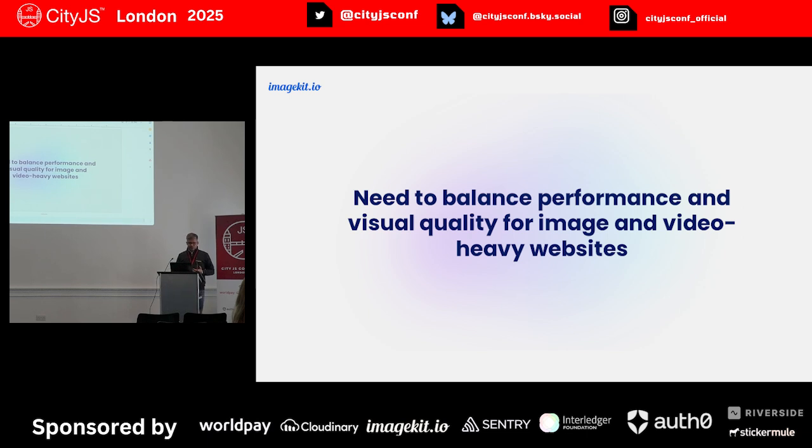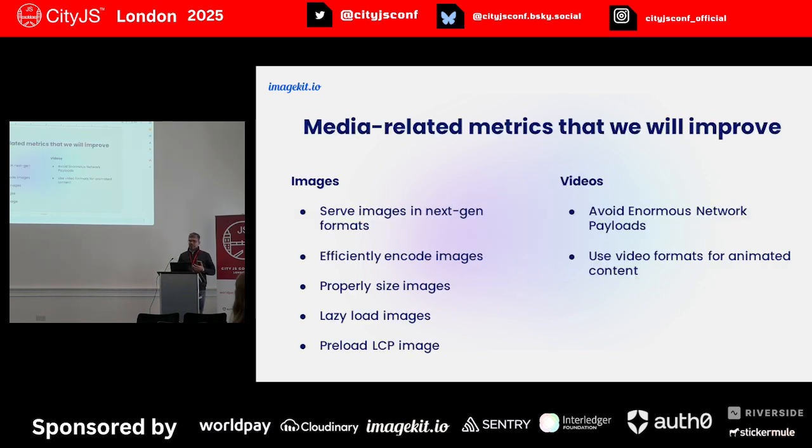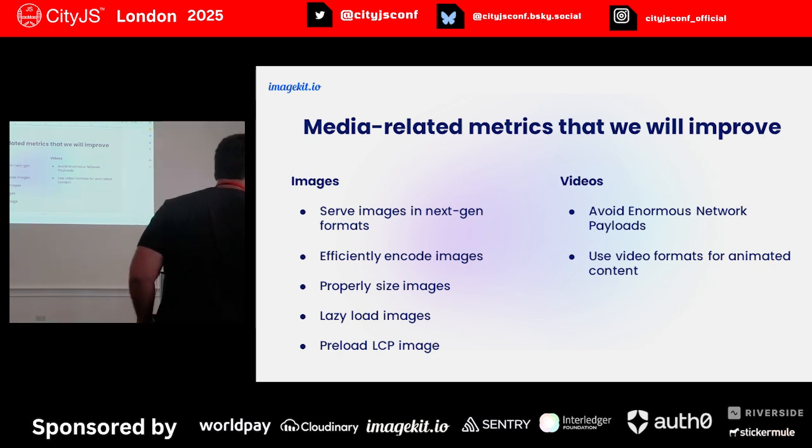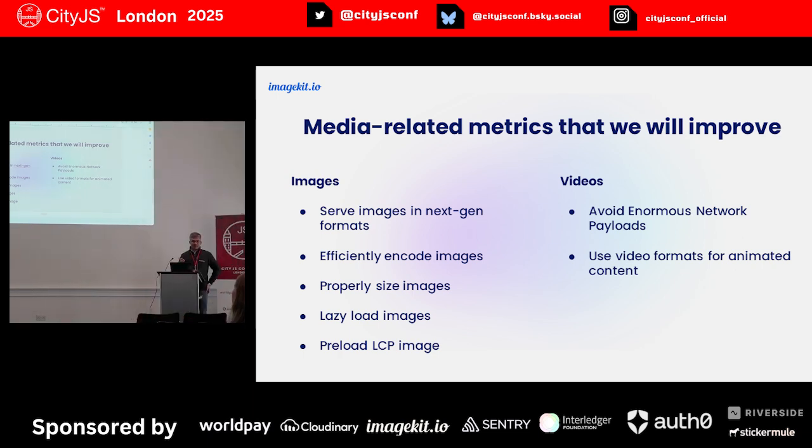So we look at different metrics that are there in the page speed report. Specific to images, the PageSpeed or Lighthouse report requires us to serve the images in next-gen formats, efficiently encode images, which means compressing them to a level that's acceptable both in terms of visual quality and load time, resize the images properly, lazy load the images, which we'll cover in a bit, and preload the largest contentful paint image. Again, we'll cover all of this in our talk.